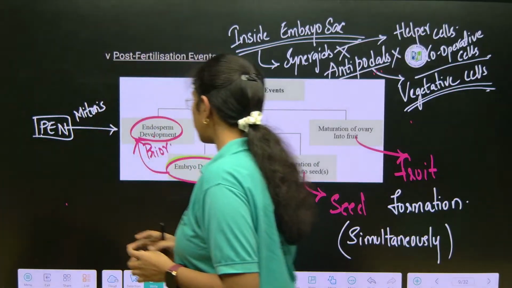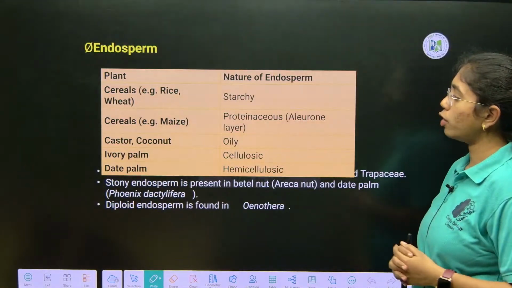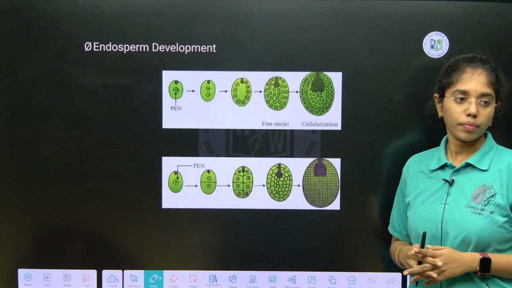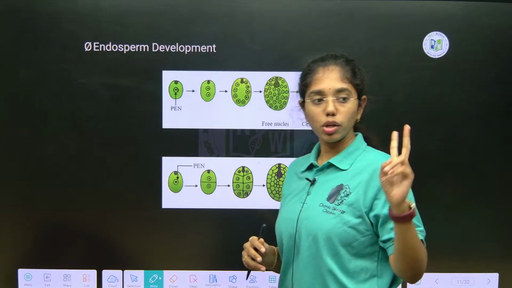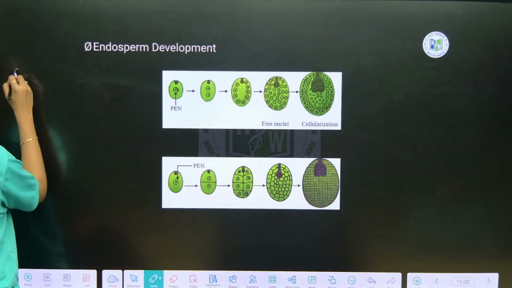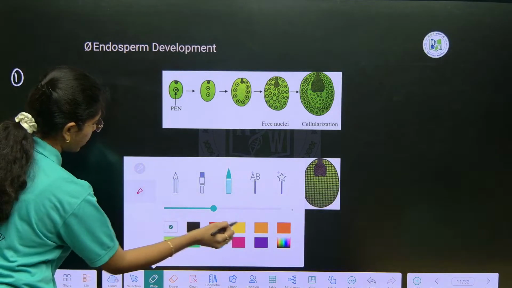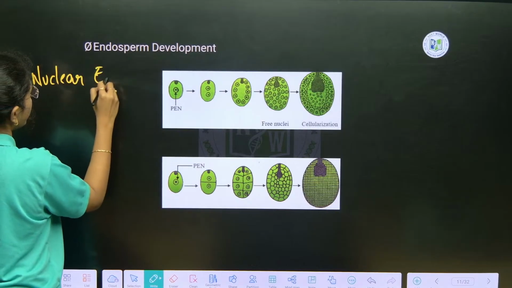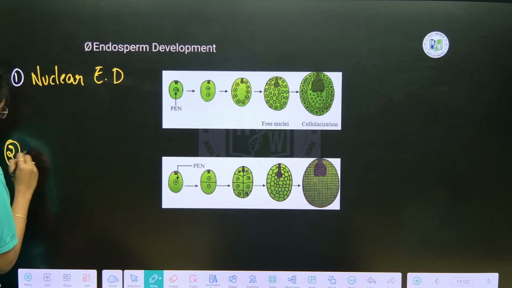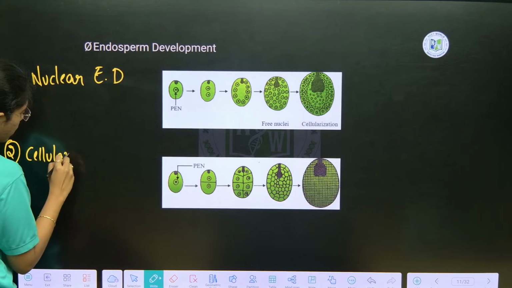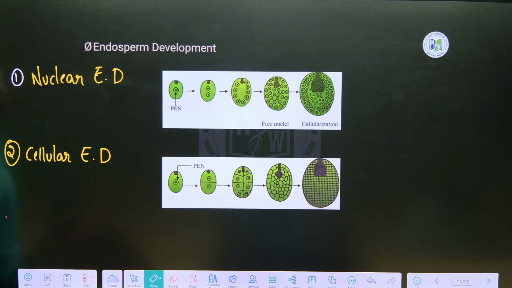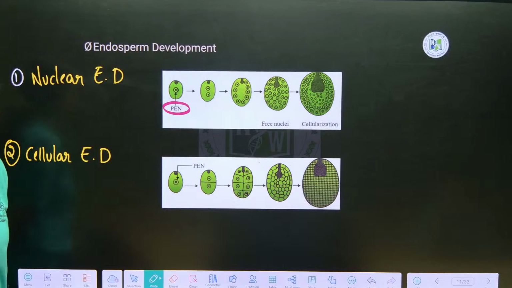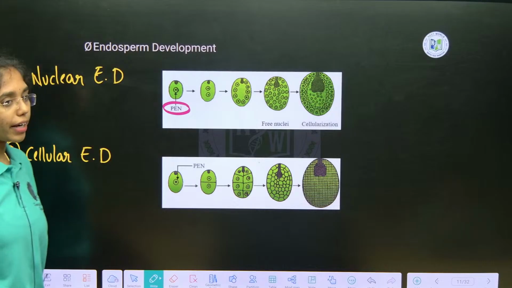And then we will move on to the endosperm. Endosperm development is of two types. First type of development is nuclear endospermic development. Second one is cellular endospermic development. So here in the nuclear endospermic development, what happens is the primary endospermic nucleus will undergo sequential mitotic divisions.